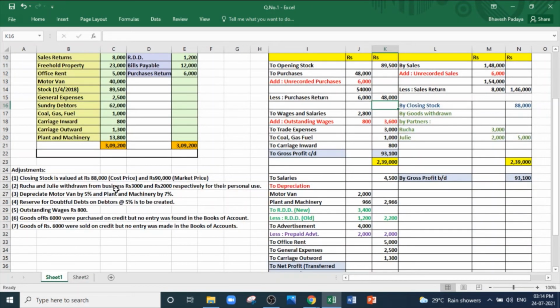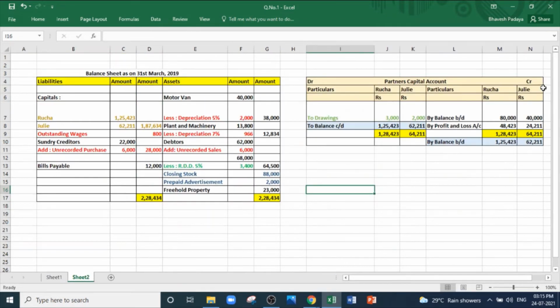Rucha and Julie withdrew from business 3,000 and 2,000 for personal use. They withdrew goods worth rupees 3,000 and 2,000 respectively. So trading account credit side by goods withdrawn by partners Rucha and Julie 3,000 and 2,000, total 5,000. Next effect will be partners capital account debit side. To drawings, Rucha 3,000, Julie 2,000.